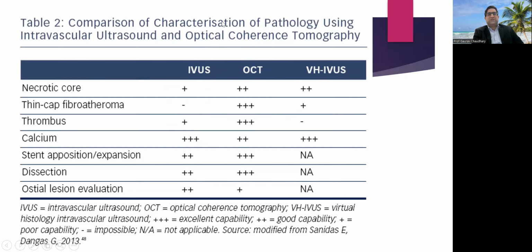So for vulnerable plaque, I think OCT scores everyone else out, because necrotic core, thin cap fibroatheroma, thrombus, calcium, and most of the things are better seen with the OCT.